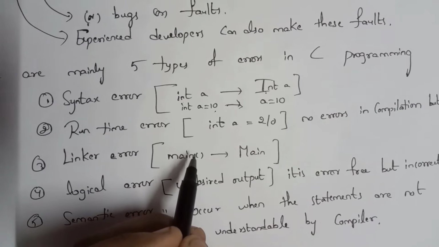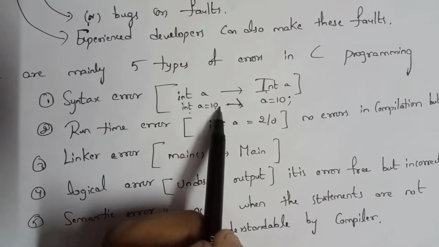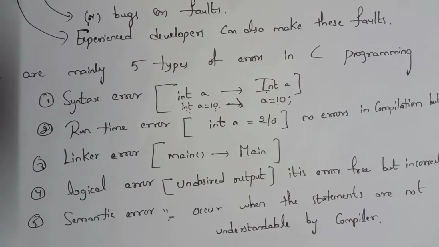And we need to declare variables with a data type. Like, we need to write int a = 10. If I write just a = 10 without writing the data type, then it is also considered a syntax error. Next one is runtime error.